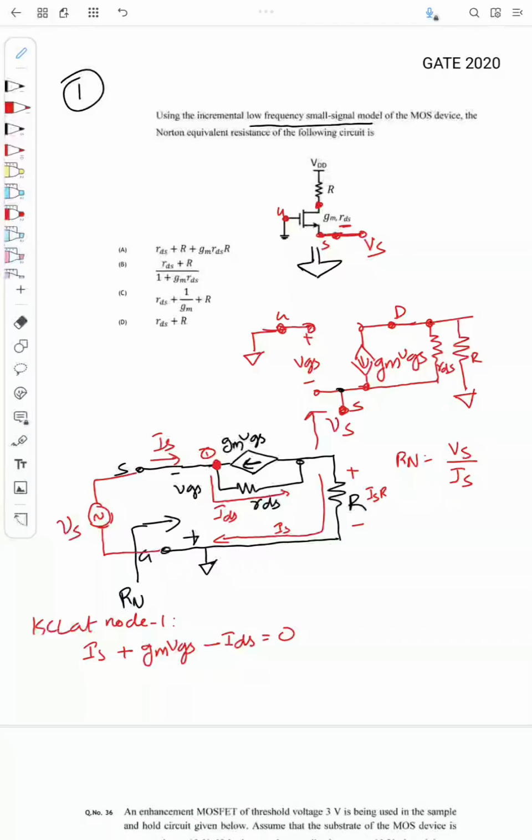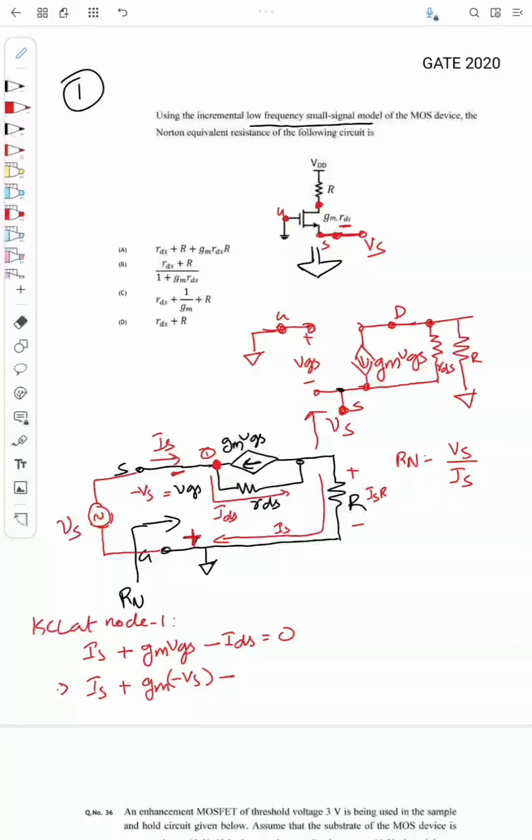Okay, and from this circuit, VGS is the voltage across this one, right? VGS is this. So what is VGS here? VGS is equal to minus Vs, right? So I can substitute that here. So IS plus gm into minus Vs. Okay, minus IDS, the current across this RDS.